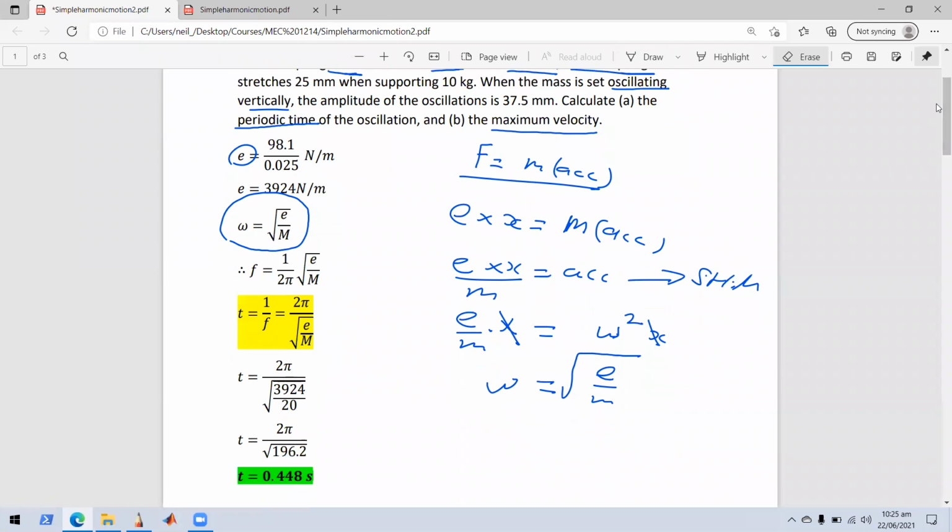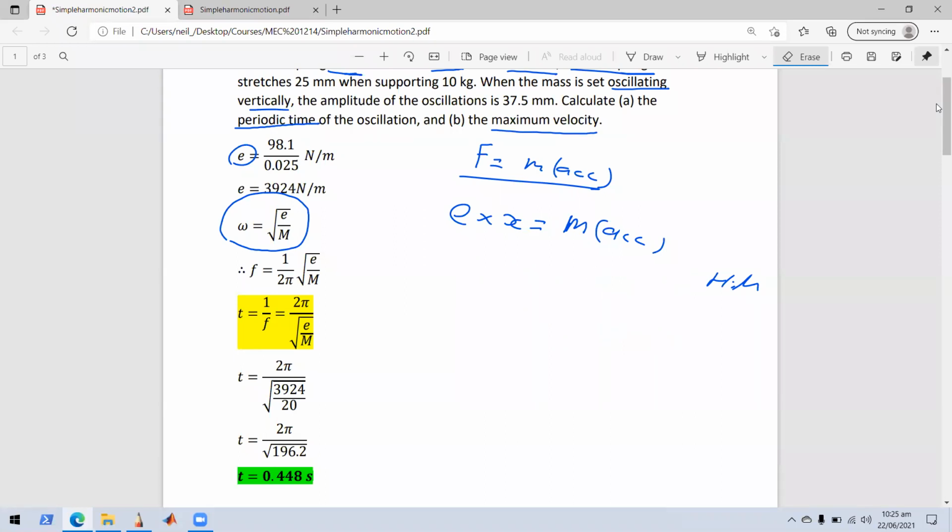Good, so we end up with this. It's not the most rigorous proof, but we got some understanding that omega is equal to the square root of E divided by M. Let me just erase everything.